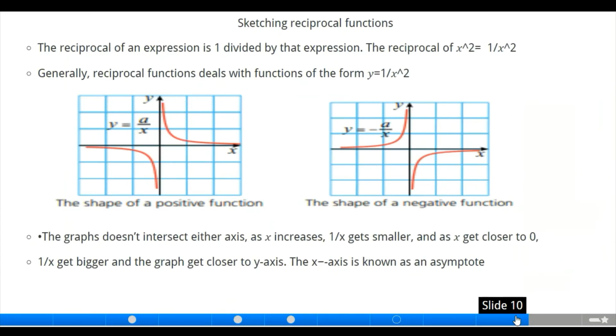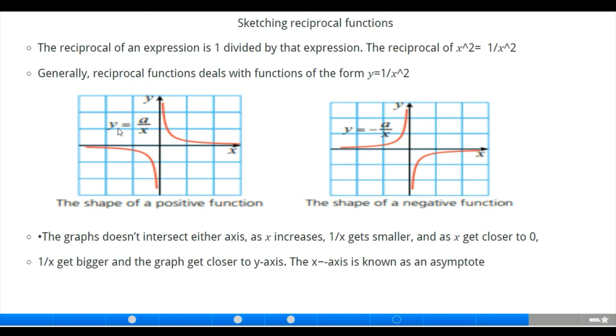Okay, now let's look at how we can sketch our reciprocal function. When we are talking about reciprocal, it is when you divide 1 by a given expression. For example, when we have x raised to power 2, by the time you divide 1 by x raised to power 2, it's going to give us 1 over x raised to power 2. And the graph can be of this form, where you have the negative aspect of the x and y axes and the positive aspect of the x and y axes.